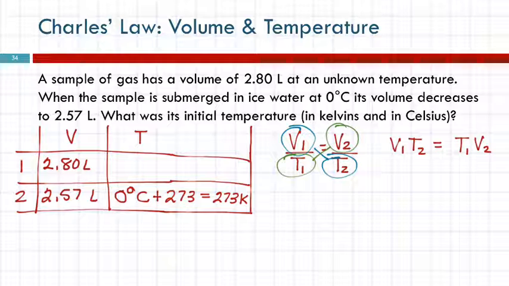Now I can rearrange this. I am looking for this missing blank, T1. So I'm going to rearrange this equation to solve for T1. I'm going to do that by dividing both sides by V2, because I want those V2s to go away, so I have T1 equals stuff.